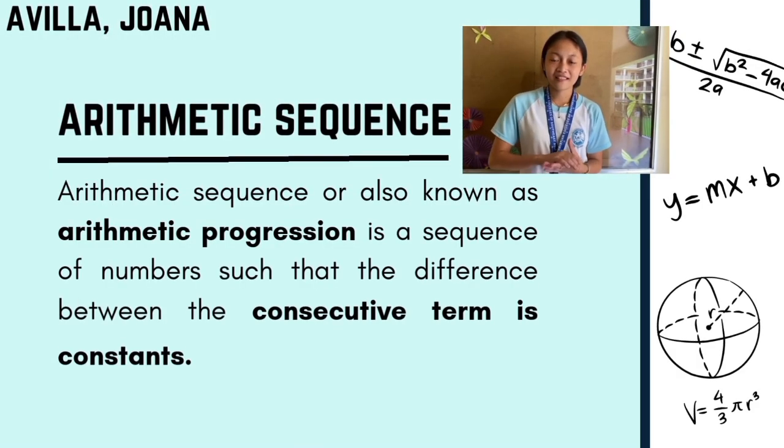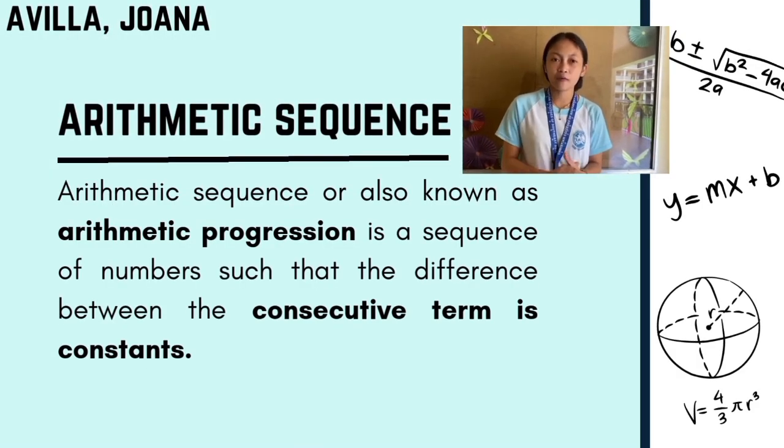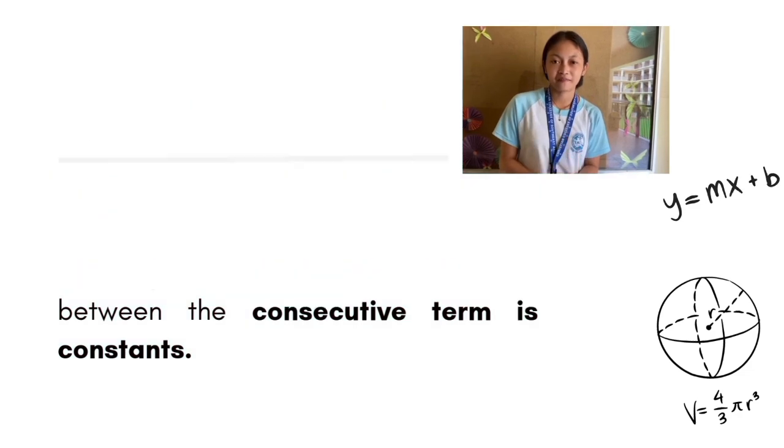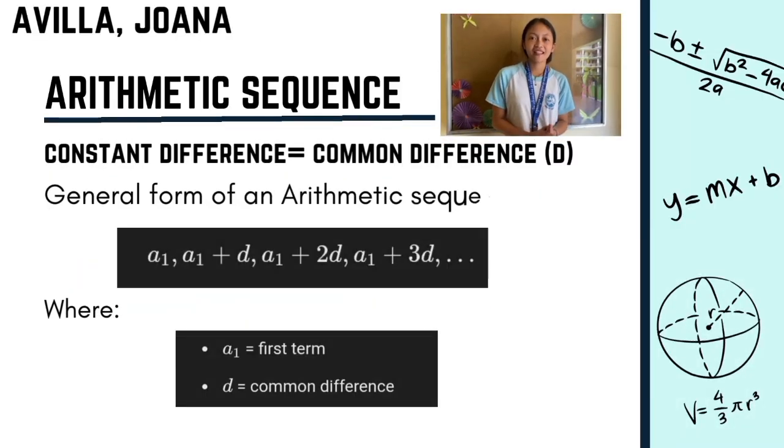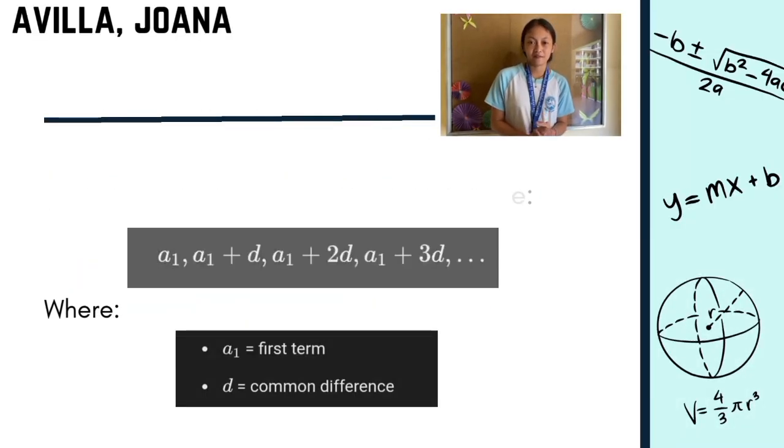So what is an arithmetic sequence? An arithmetic sequence is a sequence of numbers in which the difference between consecutive terms is constant. This constant difference is called the common difference. As you can see on the screen, that is the general form of an arithmetic sequence.